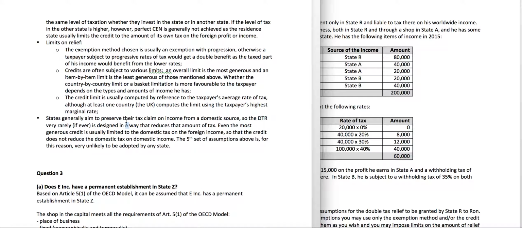So the DTR, double tax relief, of course, very rarely, if ever, is designed in a way that reduces that amount of tax. Even the most generous credit is usually limited to the domestic tax on the foreign income, so that the credit does not reduce the domestic tax on domestic income. The fifth set of assumptions above is for this reason very likely to be adopted.